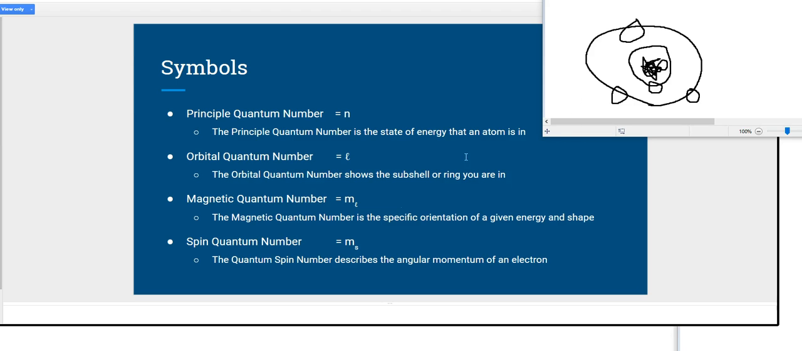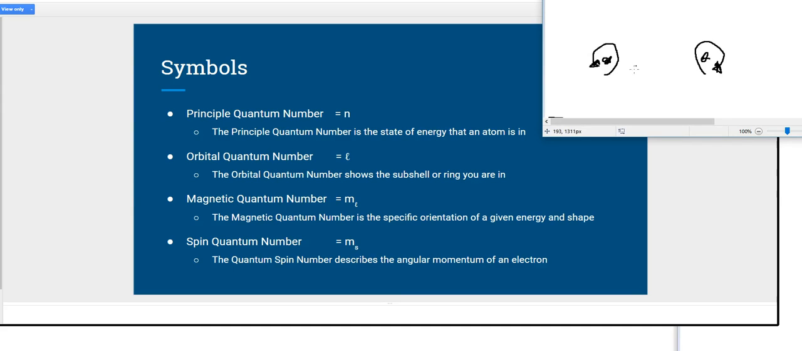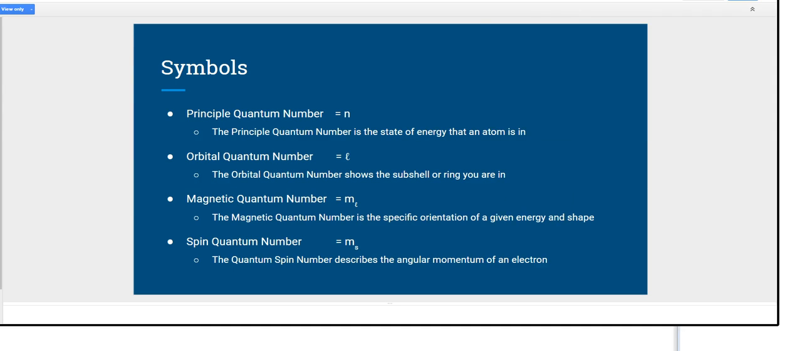Lastly, ms is the spin quantum number. It describes the angular momentum of an electron. So, usually up or down. So, how do I find these values? N is given to me, as it's the state of the atom. How do we find L?